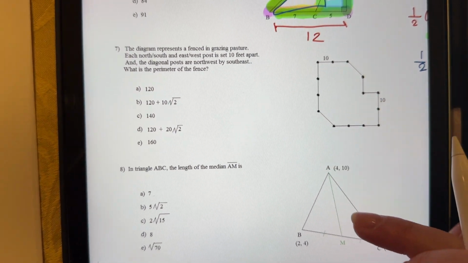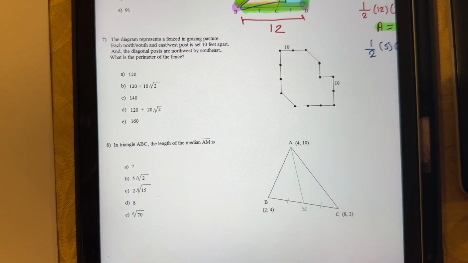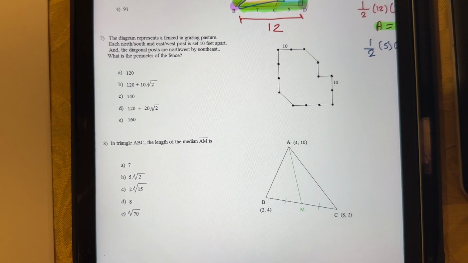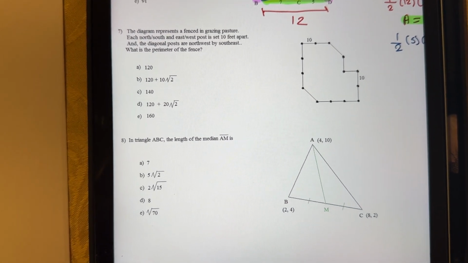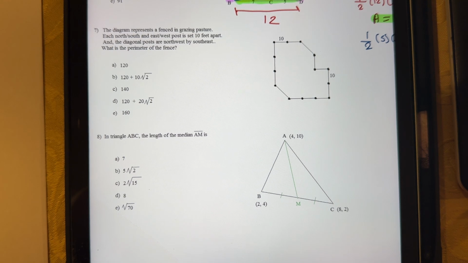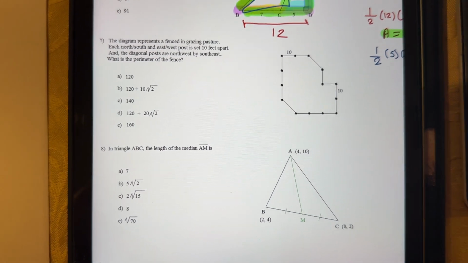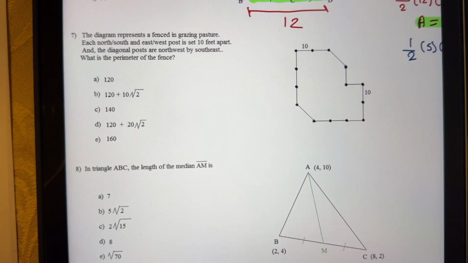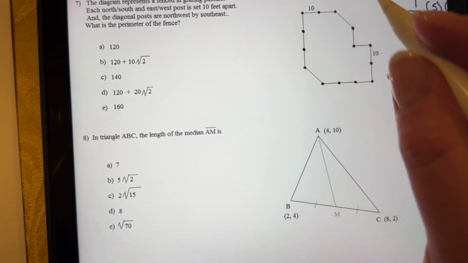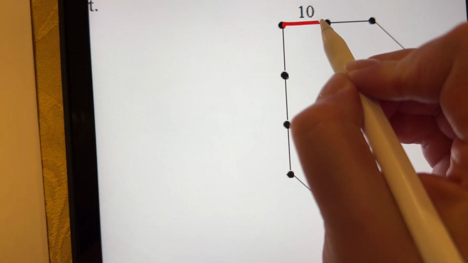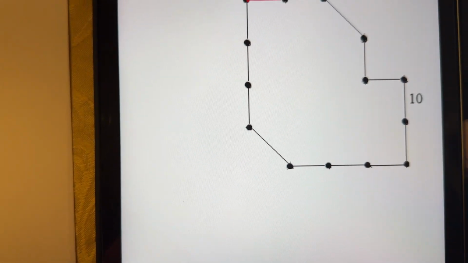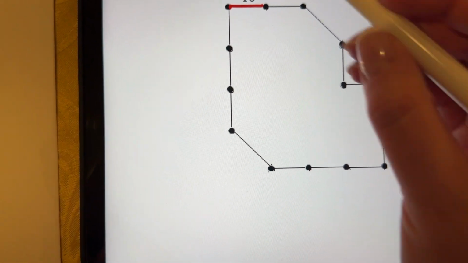Question 7 at first glance seems kind of intimidating because it's a shape that we can't really define. It's not a polygon, it's not a triangle, it's not a circle, and we're trying to figure out its perimeter. But we are given certain pieces of information. We know that this segment here to here is 10. If you look at the shape, you notice that we have a bunch of those. So we can count them out.